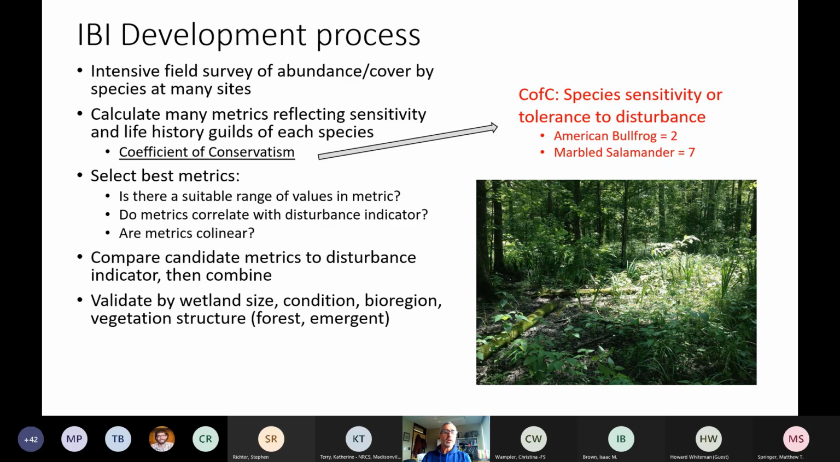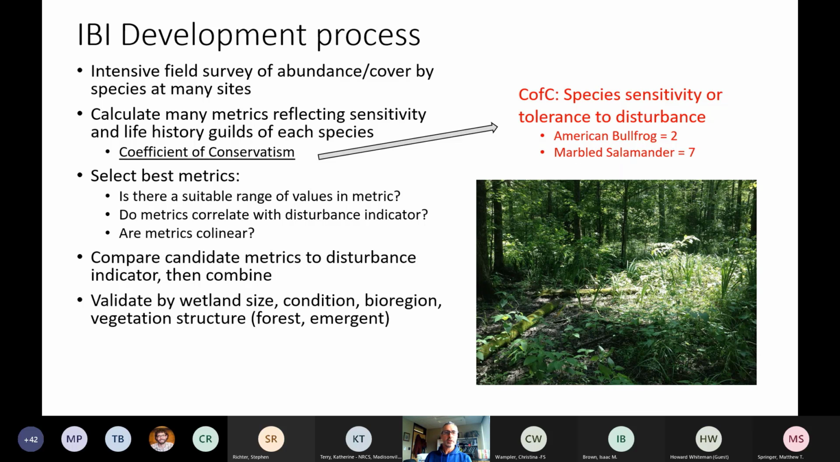So then we take a big pool of possible metrics and work through a process of selecting the best metrics that really reflect disturbance. And we compare them to our landscape disturbance indicator. We eliminate collinear metrics. We make sure each metric has a suitable range of values. And then we take the remaining list of candidate metrics that are related to the indicator, and we combine them and go through a model selection process to find the combination that is most complementary.